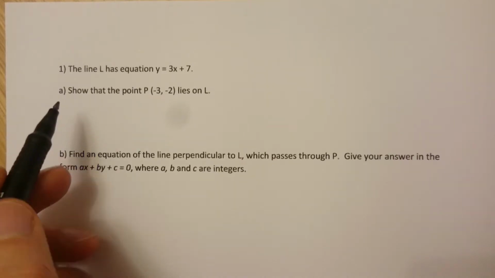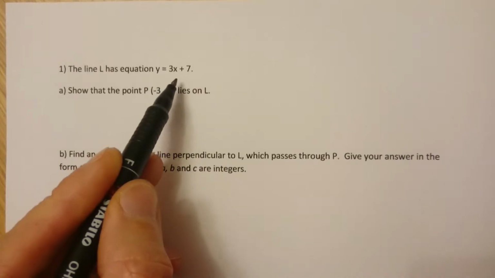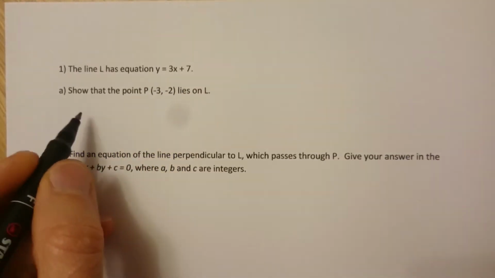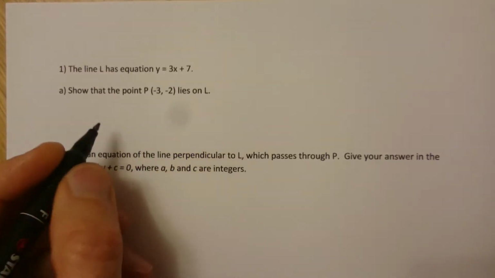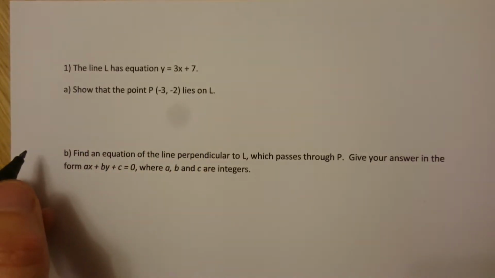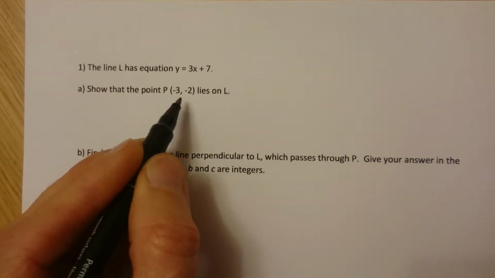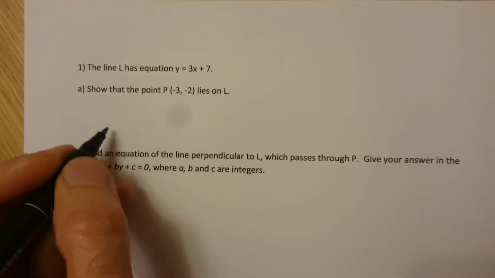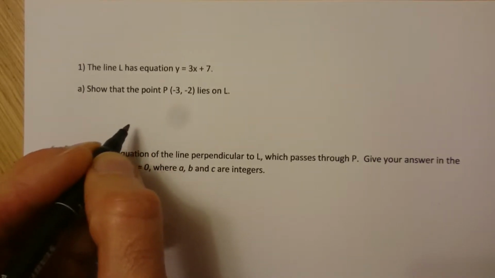Okay, so this question 1 says, line L has equation y equals 3x plus 7. And our first task is to show that a particular point, (-3, -2), lies on this line. Most of you did that anyway in the actual test. You did it by substituting for x and y, -3 and -2. And that's fine, that works. It's a bit weird because you end up with -2 equaling -2 in this case, which is probably okay.